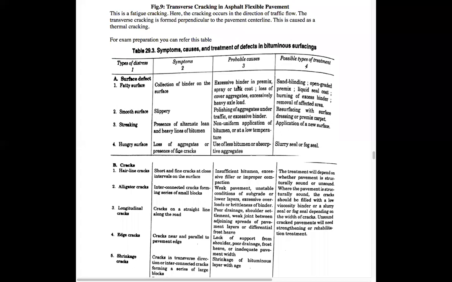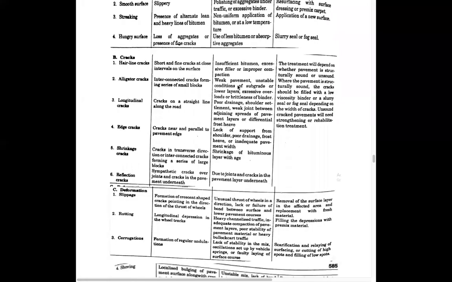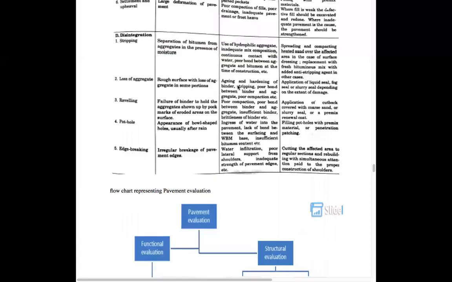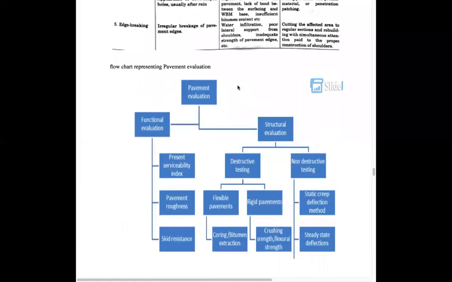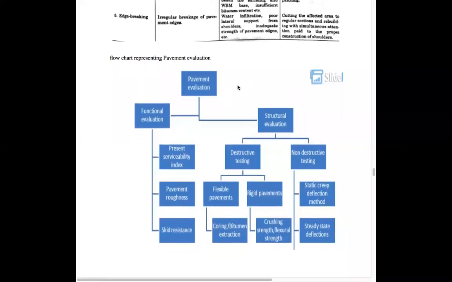You can see in depth the location of these particular failures, where exactly these failures occur on a flexible pavement. Those things you can refer in IRC 82, that I'll be sharing as well. Okay, so now moving ahead, I have explained this flow chart, but I still want to explain again how this evaluation is carried out.